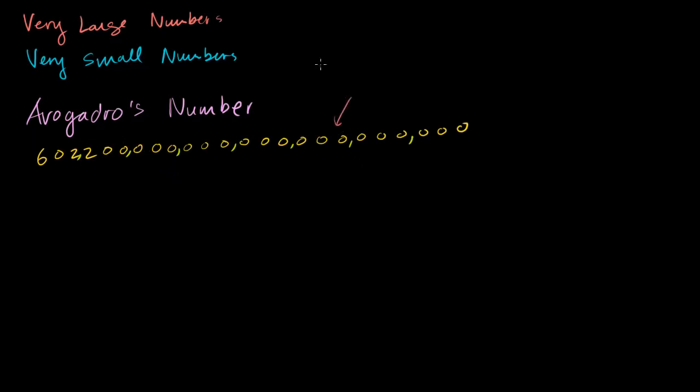Is there a better way to write this than to write it all out like this, to write literally the 6 followed by the 23 digits, or the 6022 followed by the 20 zeros there?